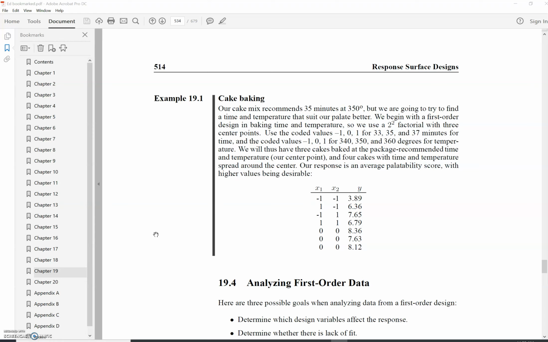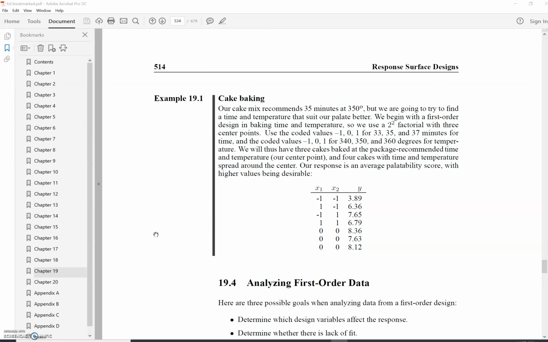The mix recommends 35 minutes at 350, but there may be an optimum time and temperature that makes a better tasting cake. So we can begin with a first order design in which the baking time and the temperature use a 2 to the second factorial with 3 center points.